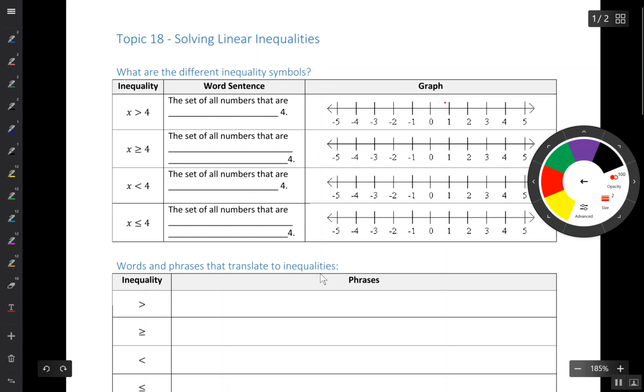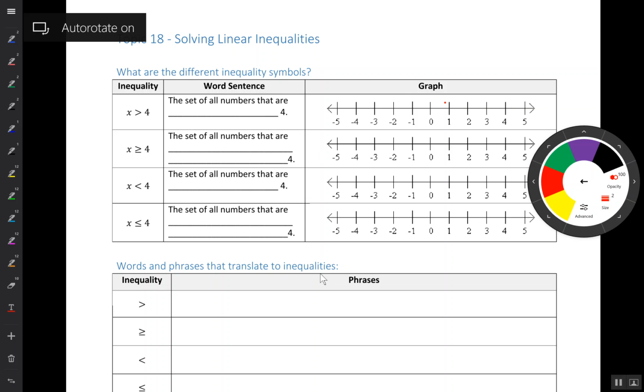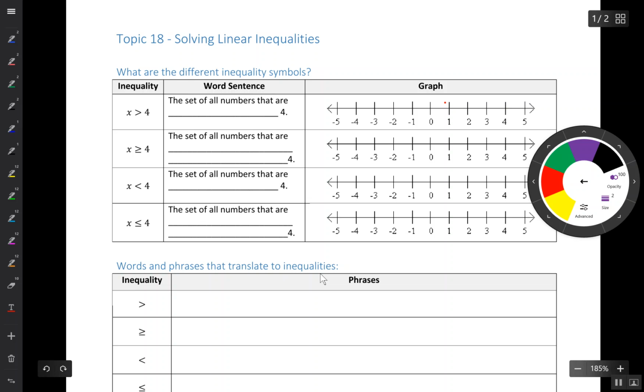Okay, so welcome to a video on topic 18. We're going to look at solving linear inequalities. So to begin with, let's make sure we understand what the different symbols mean. We kind of already did this together a bit, but let's just review it.